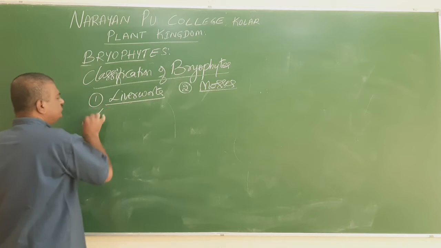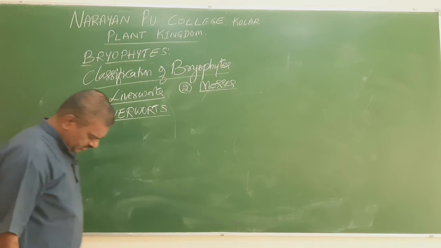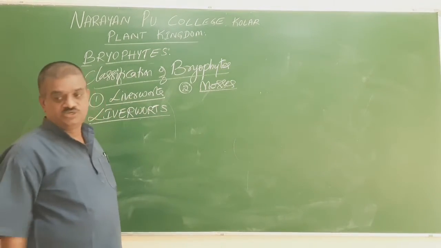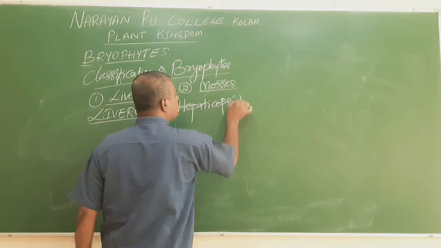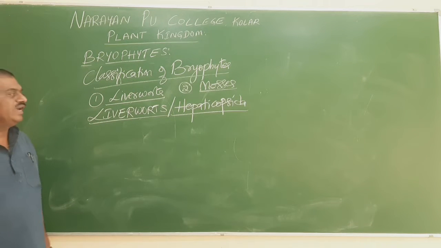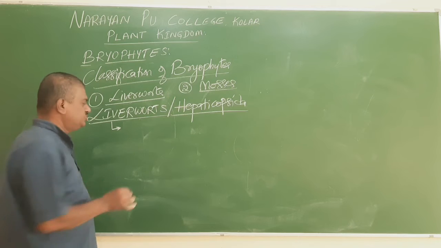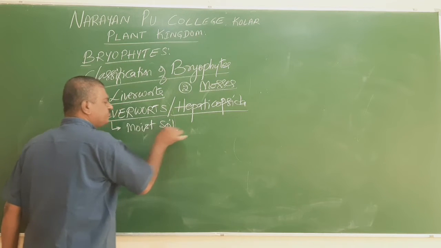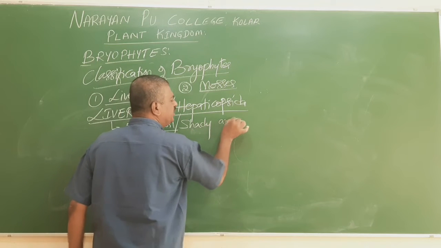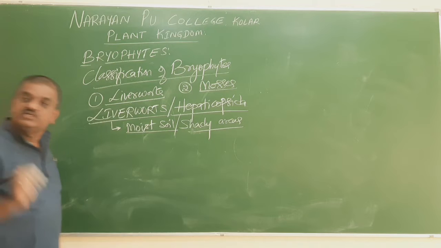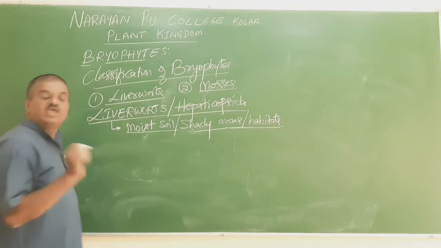Now we are starting with liverworts. Here the plant body looks like liver lobes. Hence, liverworts are also called hepaticopsida, because they look like liver lobes. Liverworts grow in moist soil. They grow in shady places, or areas, or we use the word habitats. They grow in shady habitats.